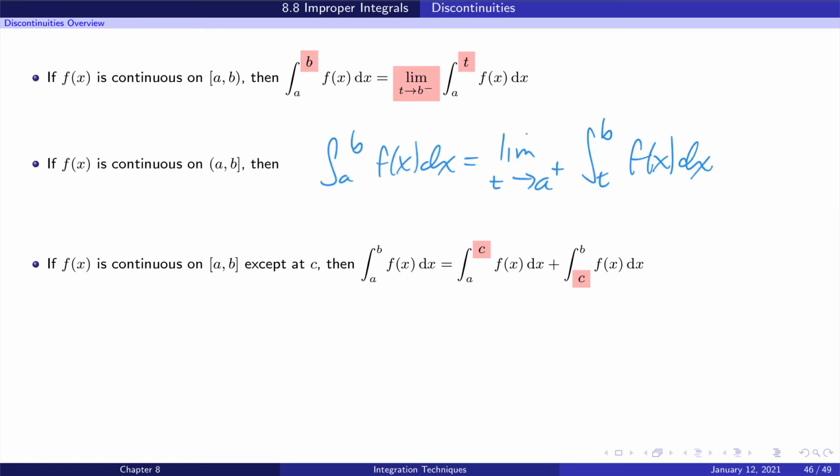So the answer's on the screen now. Because a is the problematic open side of the interval, you're going to replace a with a different variable t, and then have t approach a, but this time from the right. Because the right edge is defined, but the left side is not, you're going to approach a from the right.